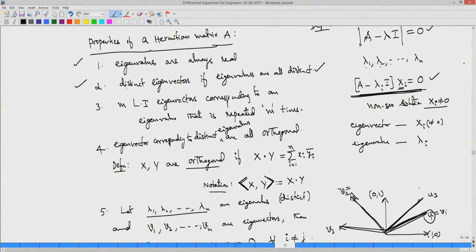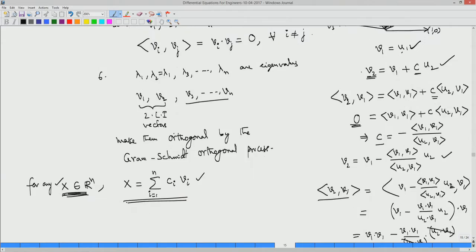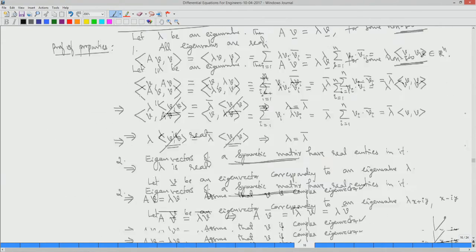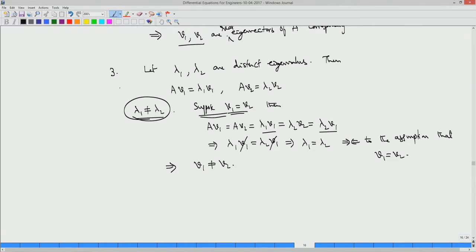Distinct eigenvectors you will find corresponding to distinct eigenvalues. Okay. And you can also show that the eigenvectors corresponding to distinct eigenvalues are orthogonal. Let us say you have distinct eigenvalues. So, this V1 and V2 are orthogonal. I want to show that V1 and V2 are orthogonal, where let lambda 1 not equal to lambda 2 be distinct eigenvalues.